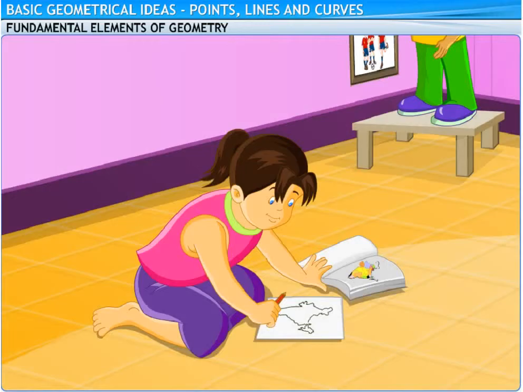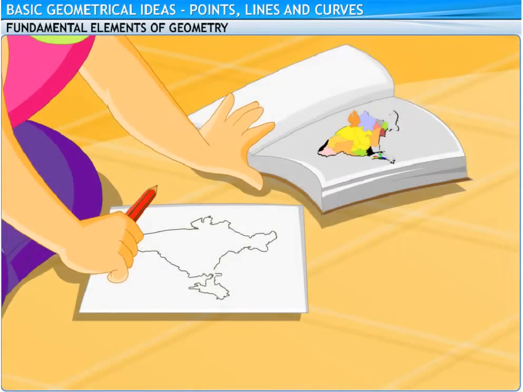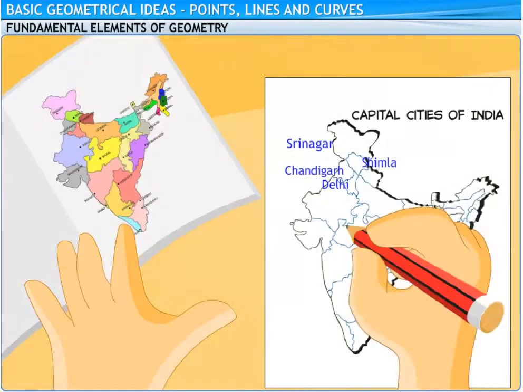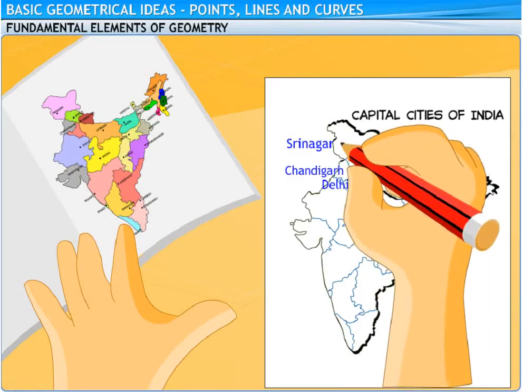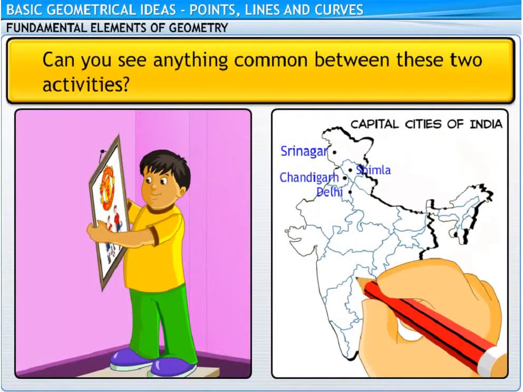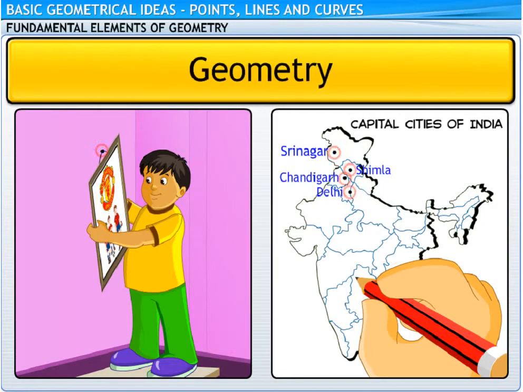And here's his sister, Anne. Let's see what she is doing. She's marking the location of the capital cities of India. Can you see anything common between these two activities? Both Anne and Sam use dots to mark the required locations. Knowingly or unknowingly, they're using geometry.